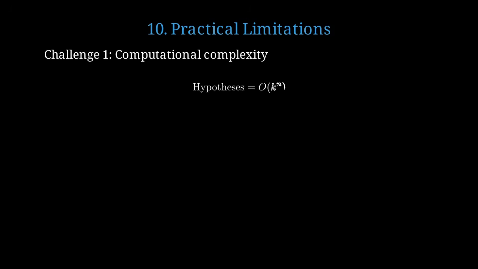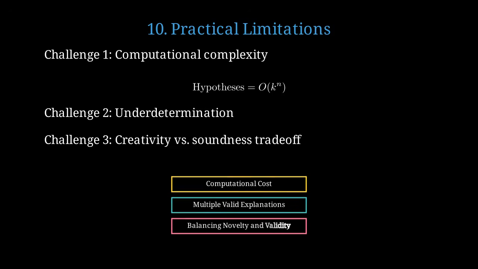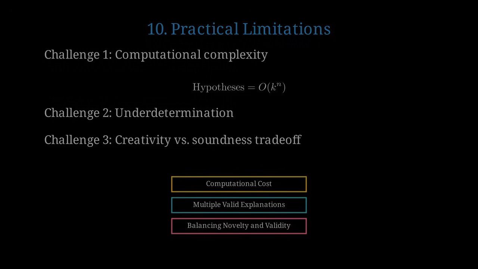The number of hypotheses often grows as k to the power n, where n is the problem complexity. Second, multiple incompatible hypotheses may equally well explain the same data. Third, there's a trade-off between generating creative novel hypotheses and ensuring they're scientifically sound. These three key challenges, computational cost, multiple valid explanations, and balancing novelty with validity, define the current frontiers of research.